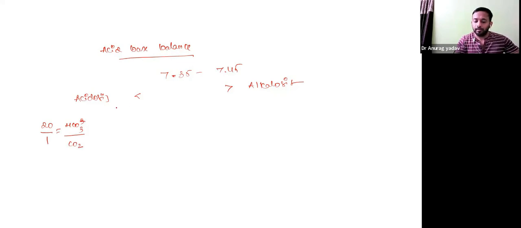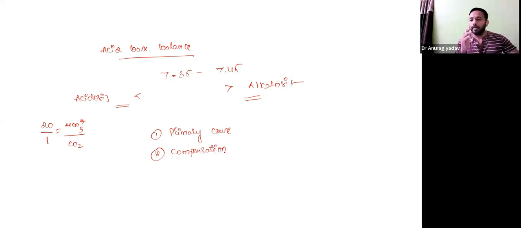First thing, if there is acidosis or alkalosis, there is always a primary cause. The primary cause is the one which is causing this disorder. To bring the disorder back to a normal state, the body always tries to compensate. Now, this compensation can be of two kinds. Either it is successful to compensate, that is, the compensation is complete.